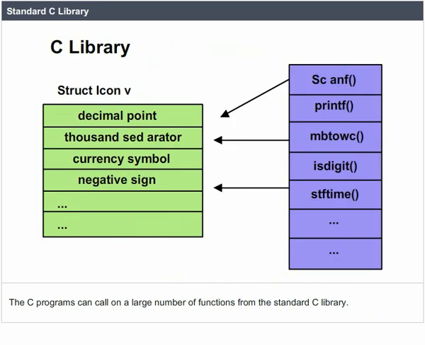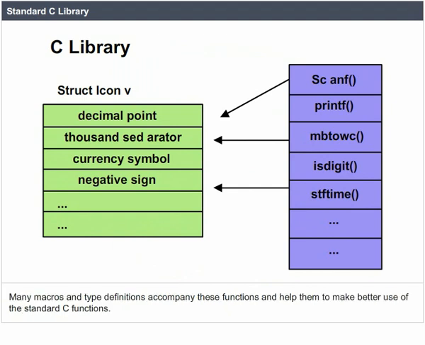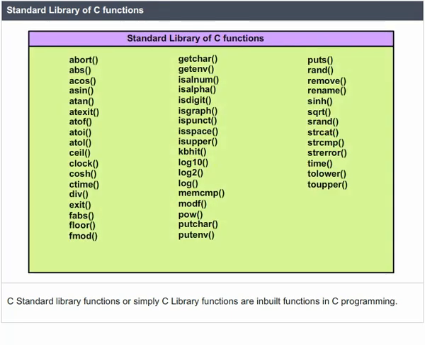C programs can call on a large number of functions from the standard C library. These functions perform essential services such as input and output. They also provide efficient implementations of frequently used operations. Many macros and type definitions accompany these functions and help make better use of the standard C functions. Standard library of C functions.